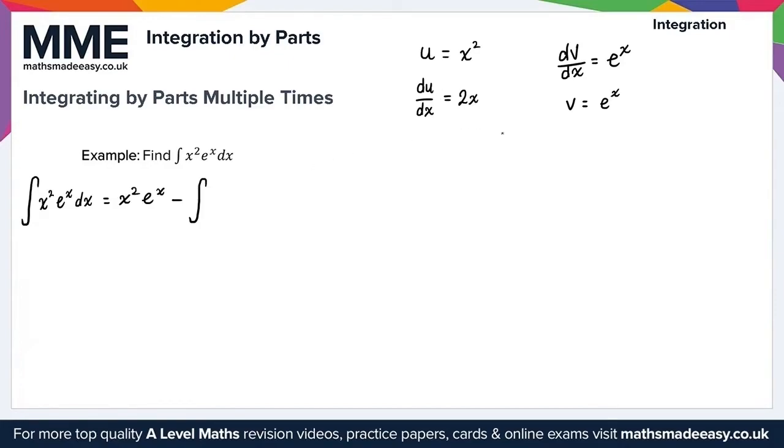So this is du by dx times v. So in that case, we get 2x e to the x with respect to x. Now normally here, we would just calculate this integral, and we'd be on our way to finding the full integral. However, we just notice in red here, this part requires integration by parts again. Okay, so integrate by parts here.